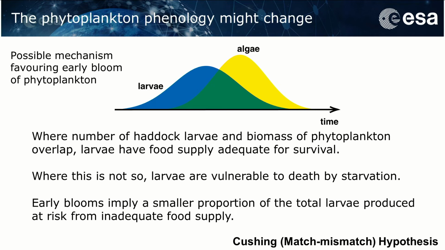This is proposed by Cushing, called the mismatch hypothesis. It basically describes the mechanism favouring early blooms of phytoplankton. So, for instance, this mismatch between when the fish larvae spawn and when the phytoplankton bloom is critical. If they spawn and there's no algae to eat, then they're going to die. If they spawn and there's lots of algae around, they're going to survive.